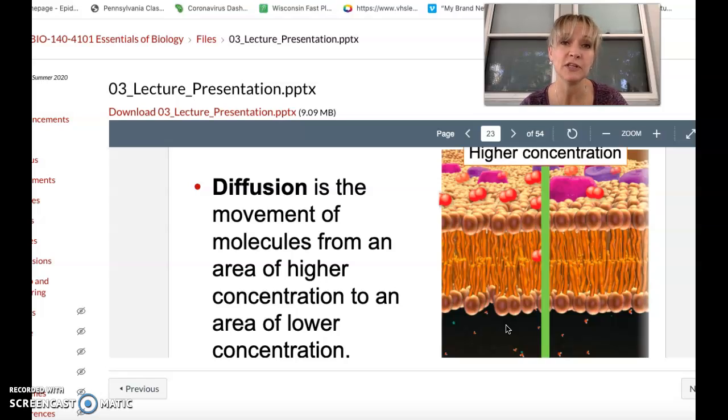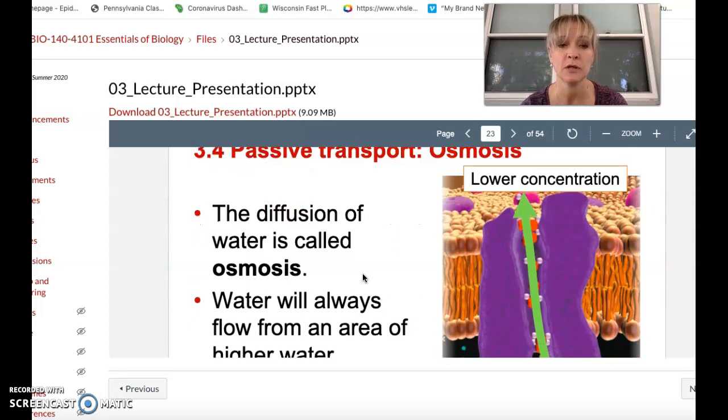Now, we could let the tea or the Kool-Aid sit there until it's all the same throughout, but we're impatient and we stir it, right? Well, that's the same as a cell. So things will want to go naturally from higher to lower. That's called diffusion. It's a type of passive transport, and things naturally diffuse with that gradient from high to low until both sides are equal.